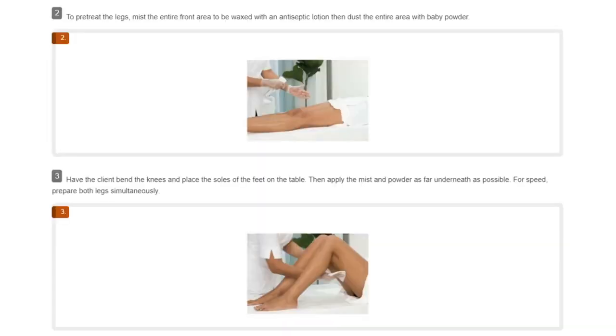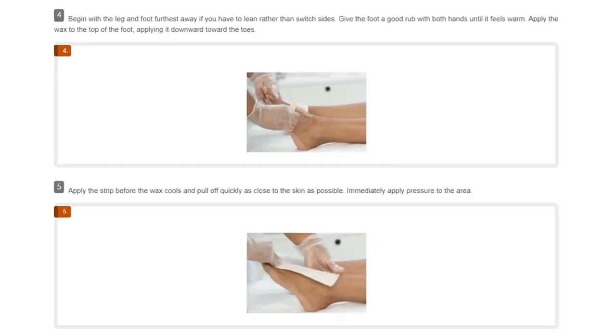2. To pre-treat the legs, mist the entire front area to be waxed with an antiseptic lotion, then dust the entire area with baby powder. 3. Have the client bend the knees and place the soles of the feet on the table. Then apply the mist and powder as far underneath as possible. For speed, prepare both legs simultaneously.